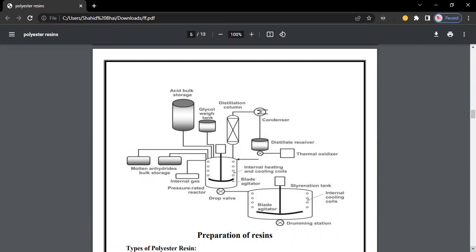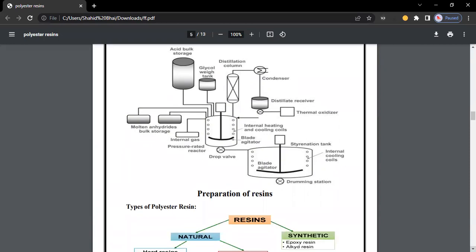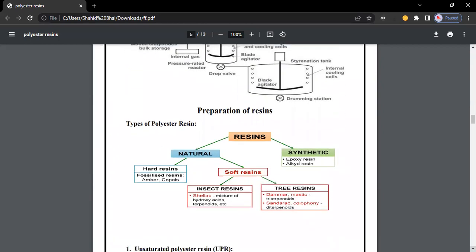Okay. Now molten anhydride bulk storage, when it is formed with the ester storage, it forms the last one, which is aggregated, with internal cooling coils in the presence of internal cooling coils. Now we prepare the resins.